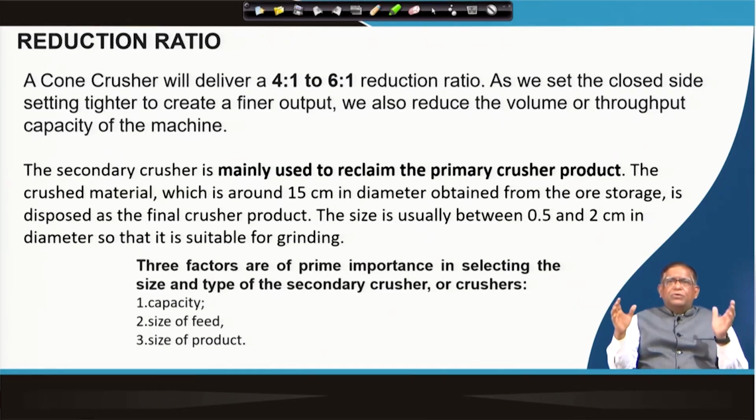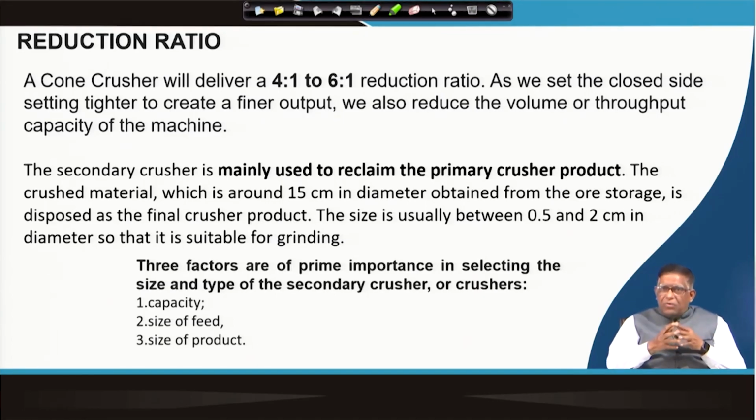Depending on the process required and the mineral you are using, this can be different. Your secondary crushed product may be 0.5 centimeter, or it can be 2 centimeter, or 5 centimeter, depending on what type of processing you do there. So, in a real-life plant, we will be talking about the capacity, the size of the feed, and the size of the product.